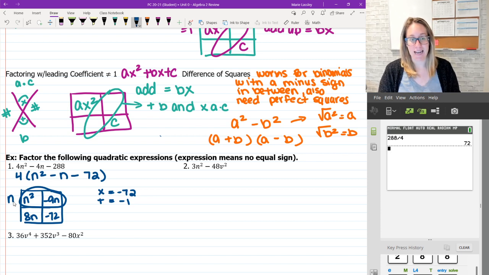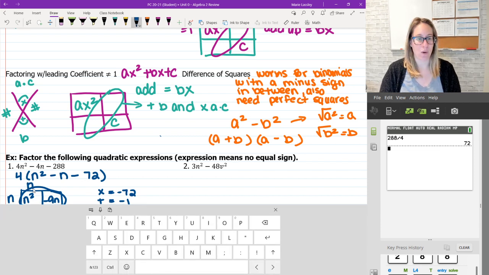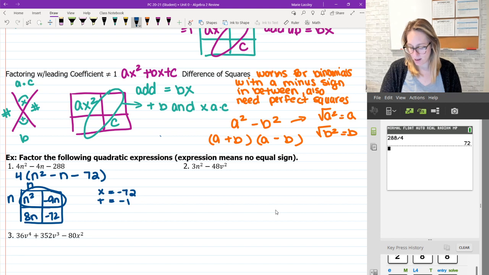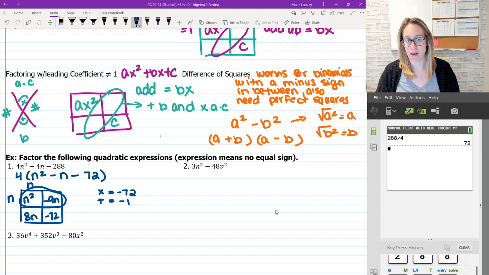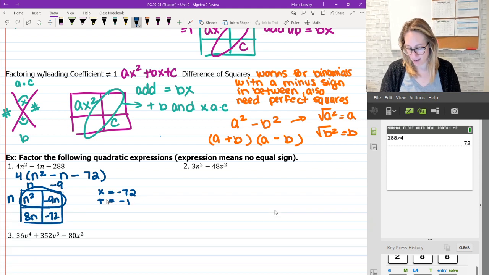Now I'm going to do reverse multiplication. I need to know n times what would make n squared? Well, n times n makes n squared. So I put that n above my box right there. Then I'm going to keep doing that. It's like reverse multiplying. Now I'm going to look in my row. So n times what is going to give us negative 9n? Well, n times negative 9 gives us negative 9n.